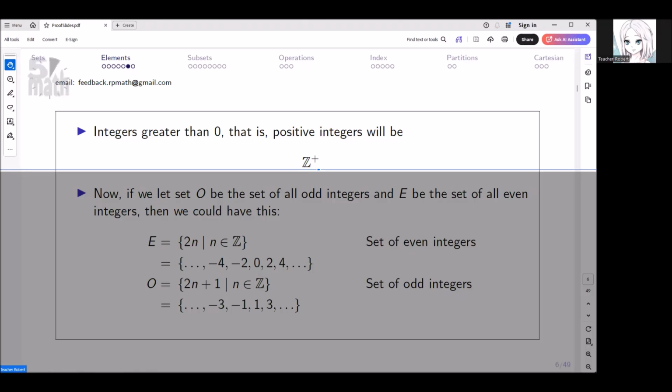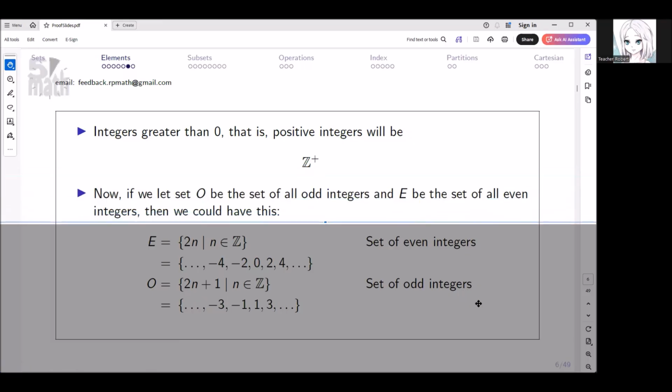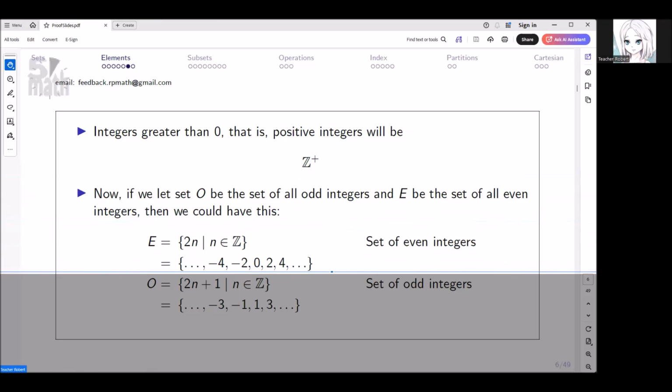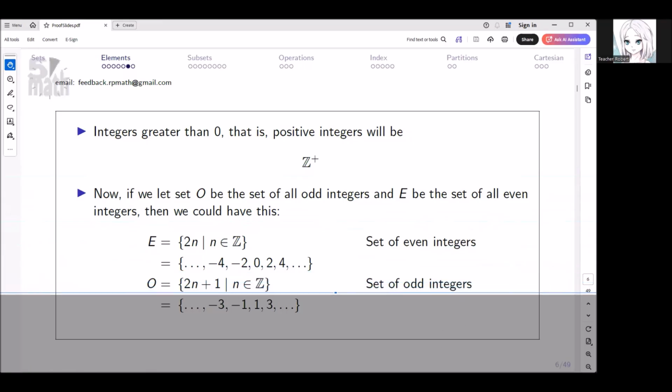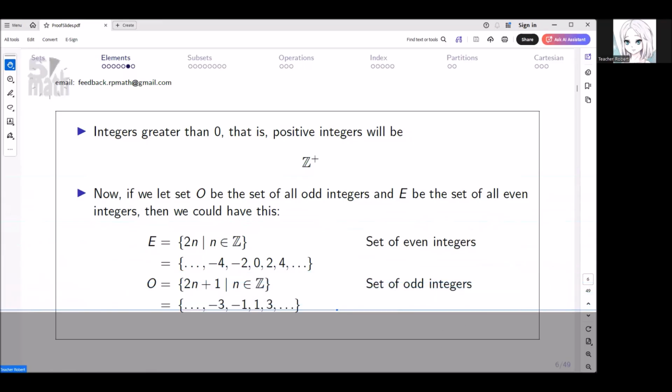Integers greater than 0, that is positive integers, will be Z positive. Now, if we let set odd be the set of all odd integers and E be the set of all even integers, then we could have this set of even integers, set of odd integers.